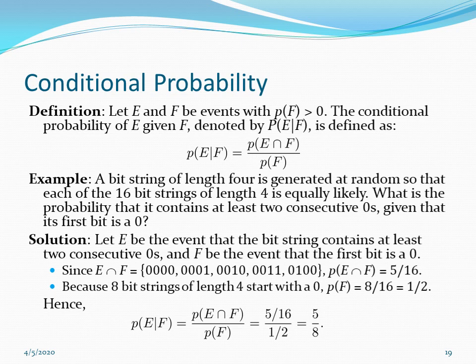Here is an example of conditional probability. We have a bit string of length 4 generated by a random process so that each of the 16 bit strings of length 4 is equally likely.